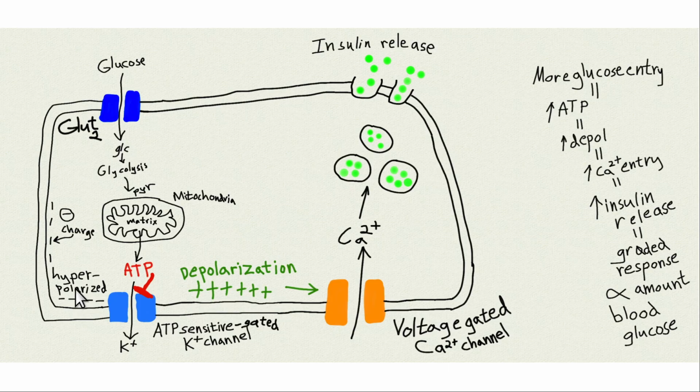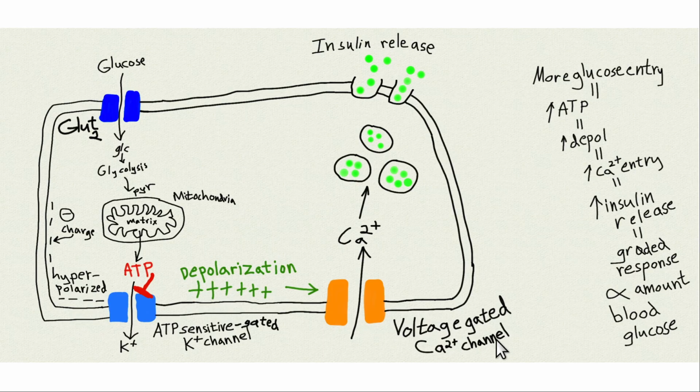The cell's at rest. However, when you make all this ATP, the ATP blocks the K plus channel, the ATP sensitive K plus channel, potassium channel. Now the K plus cannot exit the cell. This leads to the plasma membrane becoming progressively depolarized, meaning that it becomes more positively charged inside the cell.